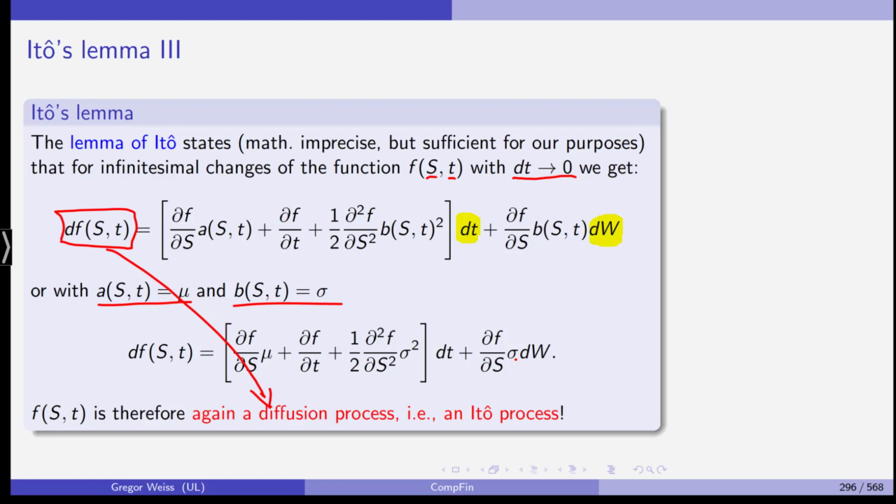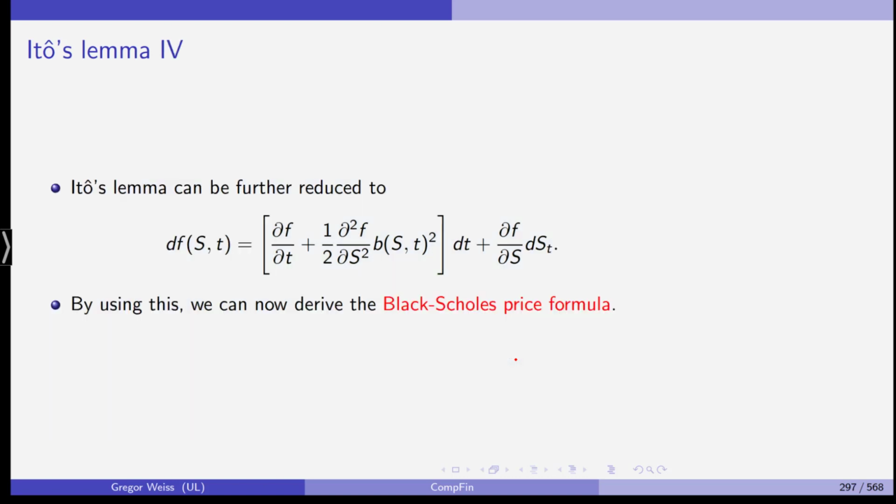Okay. So Ito's lemma can further be reduced to this. And you can see we have the partial derivatives with respect to t, s squared and s in here. The difference is here that this is now not the Wiener process, but the process S_t itself. And using this, we can now derive the Black-Scholes pricing formula.